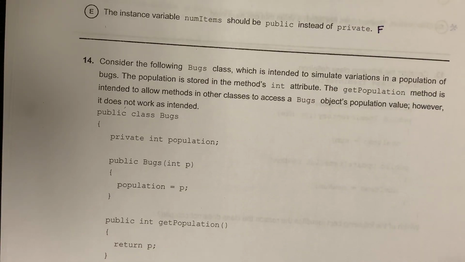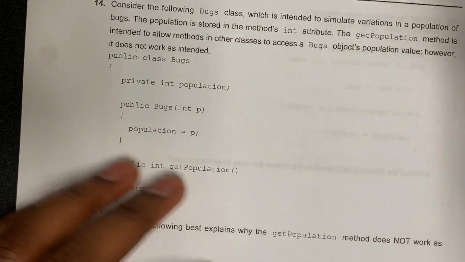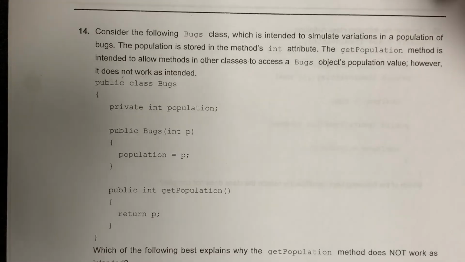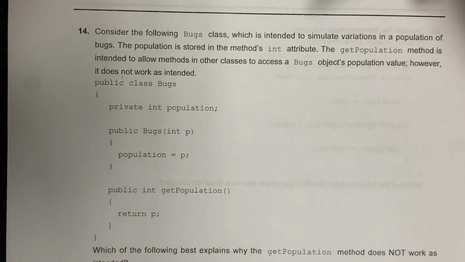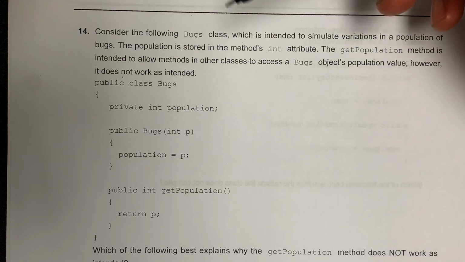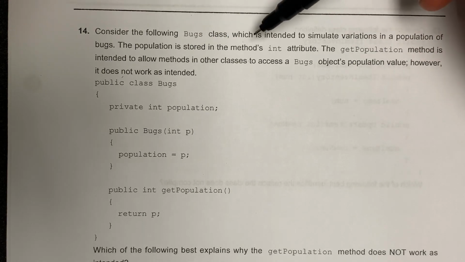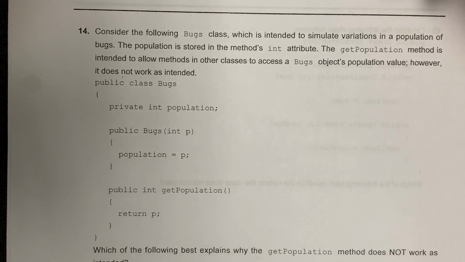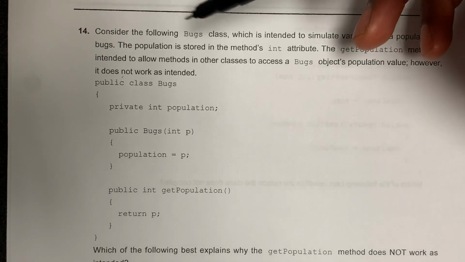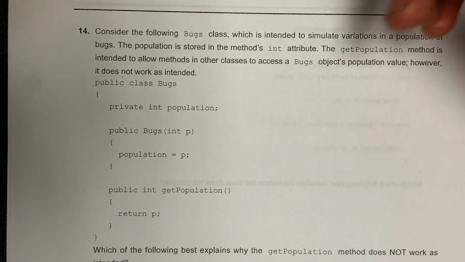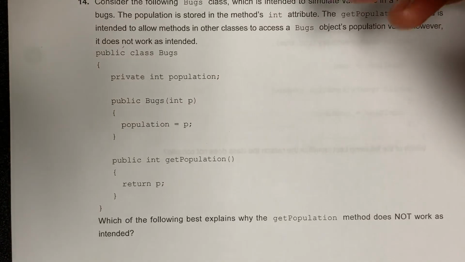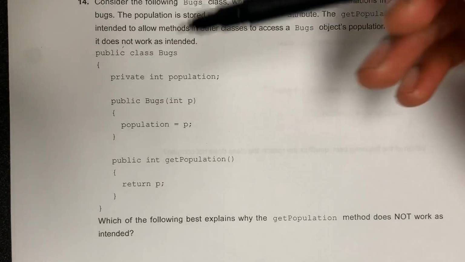For number 14, we have the Bugs class, which is intended to simulate variations in a population of bugs. The population is stored in the class's int attribute. The getPopulation method is intended to allow methods in other classes to access a Bug object's population value. However, it does not work as intended. Let's go through our little amount of code.